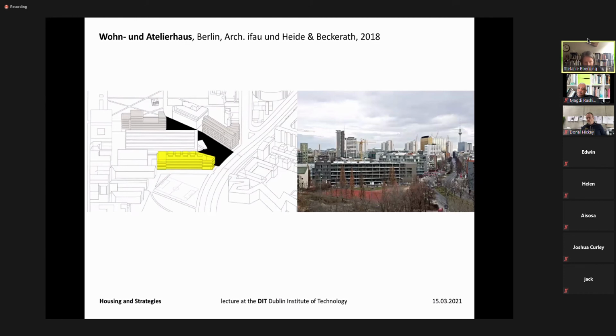Another interesting project is the Wohn- und Atelierhaus in Berlin by Heide von Beckerath and IFA Architects. What's outstanding there, there are 180 parties. It's also a collaborative or cooperative building process. The architects planned the whole complex with 180 people. It's a complex of art studios and residential living, and there's a Korean restaurant. There are also shops integrated.